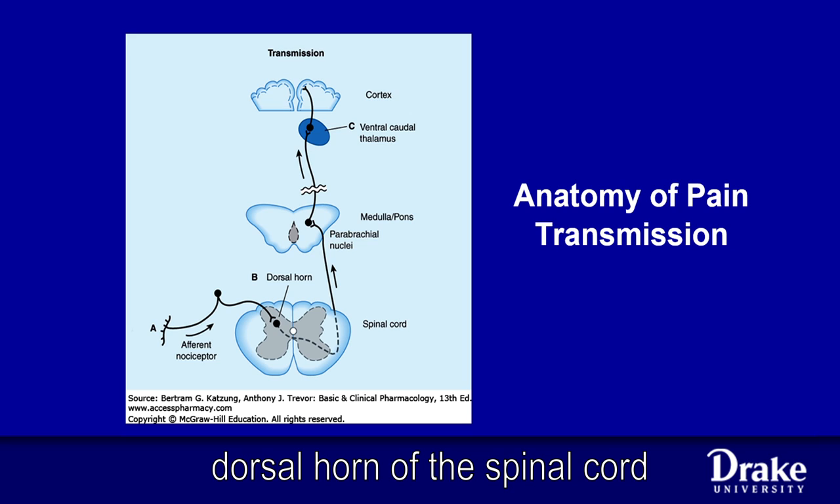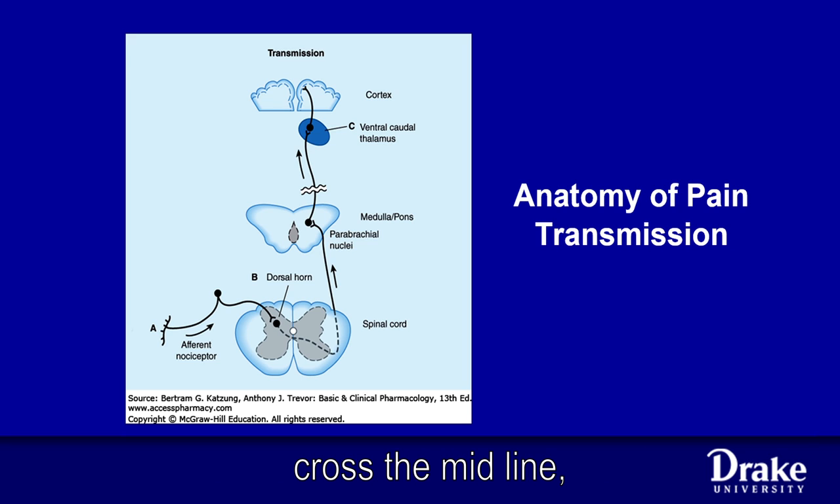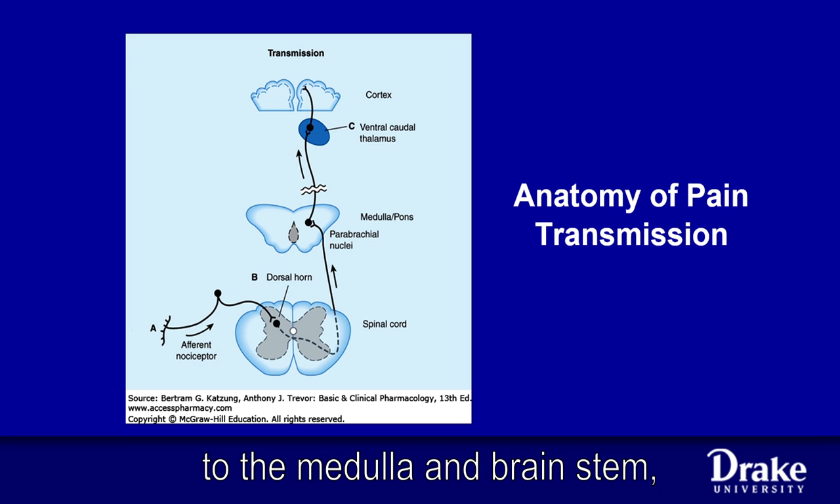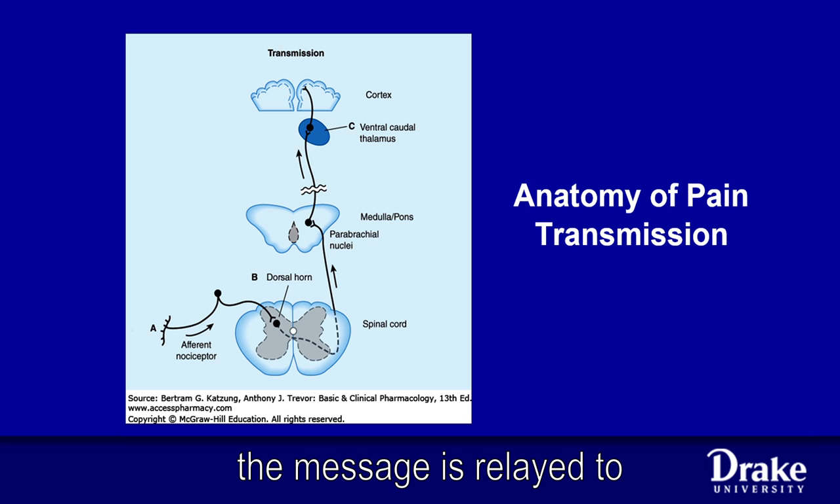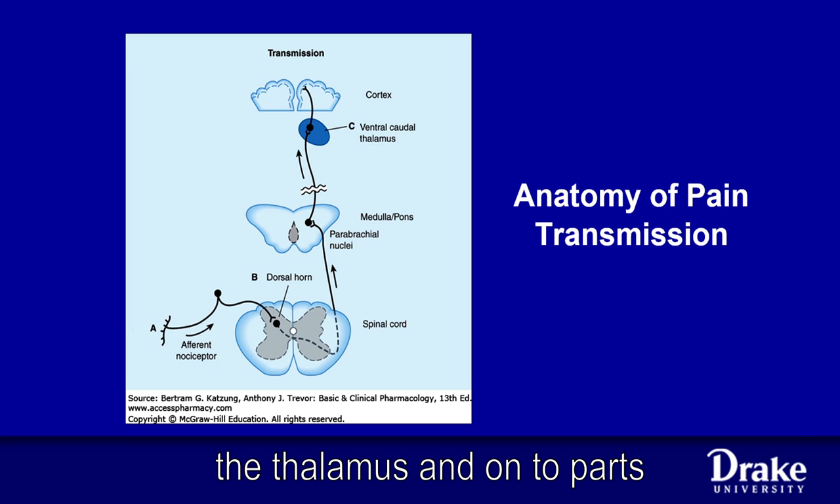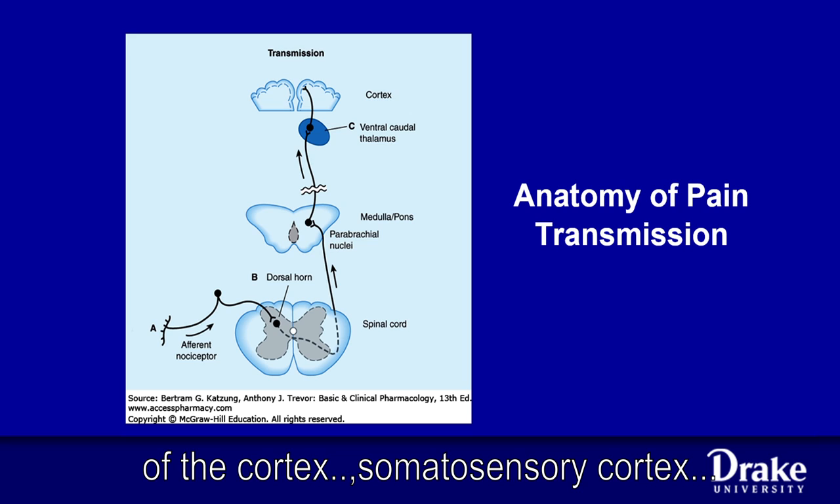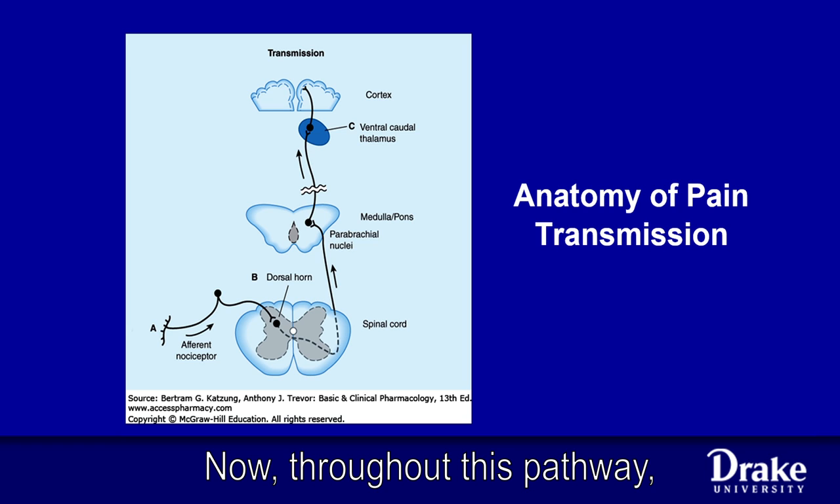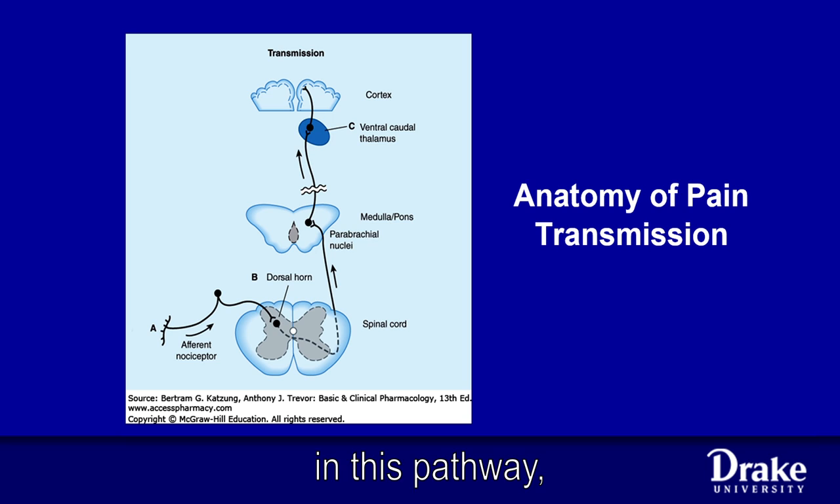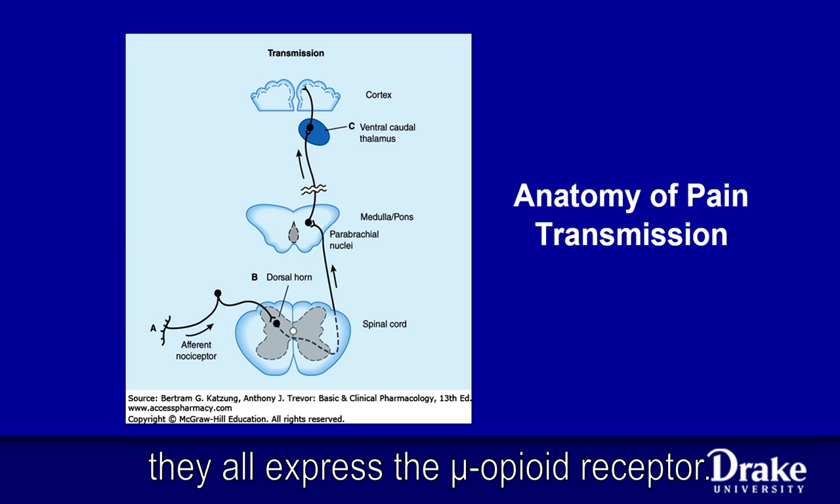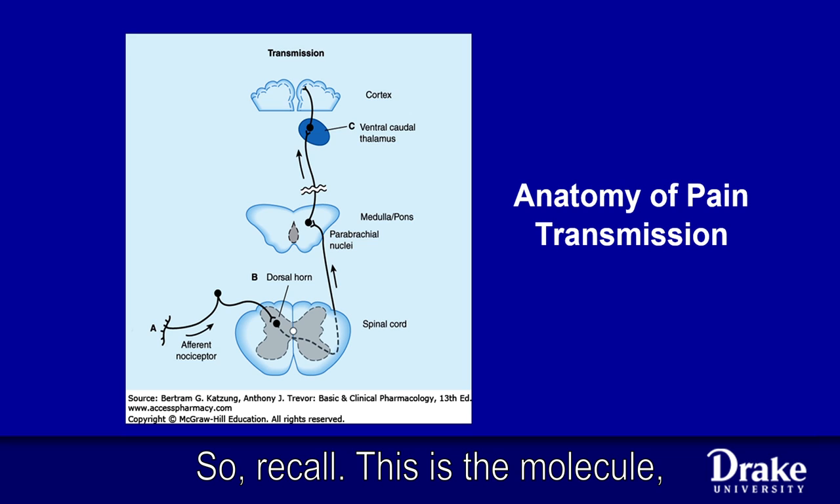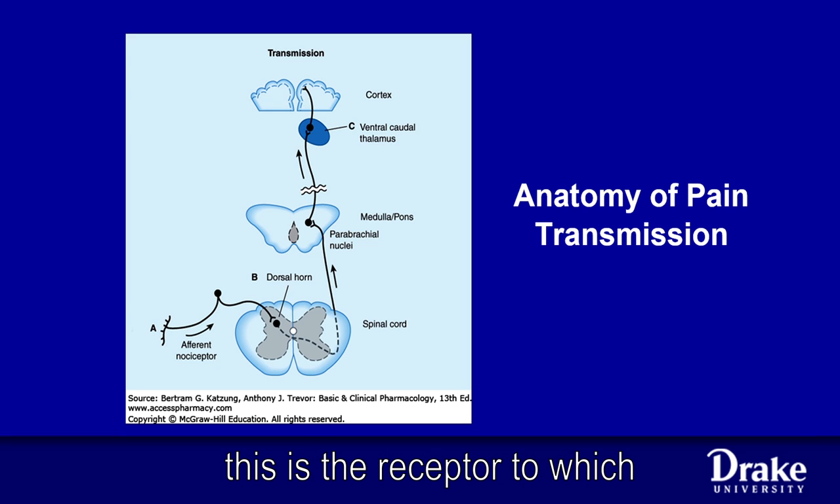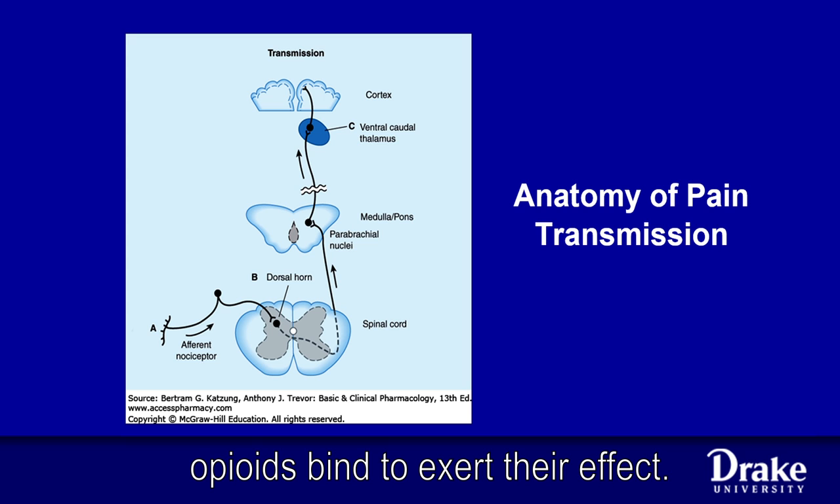And then the neurons of the dorsal horn of the spinal cord cross the midline, relay the pain information to the medulla and brainstem. And then from there, the message is relayed to the thalamus and on to parts of the cortex, somatosensory cortex, that is responsible for our perception of pain. Now, throughout this pathway, the neurons that are involved all express the mu opioid receptor. So recall, this is the receptor to which opioids bind to exert their effect.